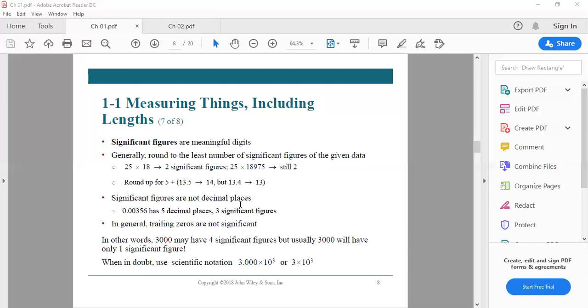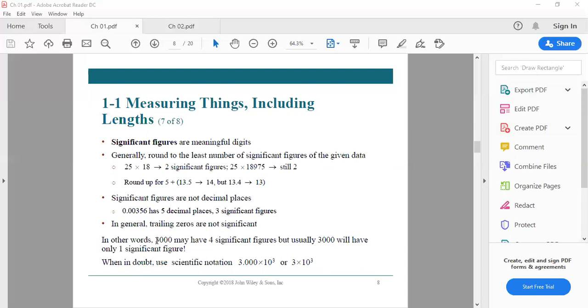Significant figures are not the same thing as decimal places. You may have 5 decimal places here, but only 3 significant figures because these are the non-zero figures right here. Trailing zeros are not significant. In other words, if you have trailing zeros after that, what you're implying is a level of precision that you may or may not actually have. So we don't consider that to be significant. So here, 3000 may have 4 significant figures, but usually 3000 will only have 1 significant figure.